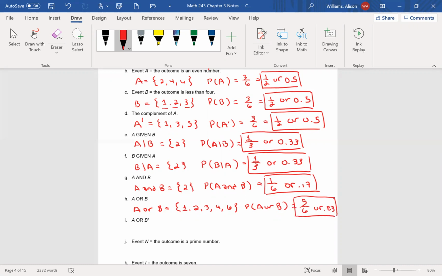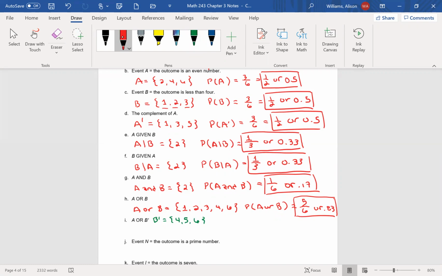Okay, now we're looking at A or B complement. So now we need to find B complement. Let me do that really quick. So B complement are all the numbers not in B left over in the sample space. So since B is 1, 2, and 3, B complement would be 4, 5, and 6. All the other numbers in the sample space.